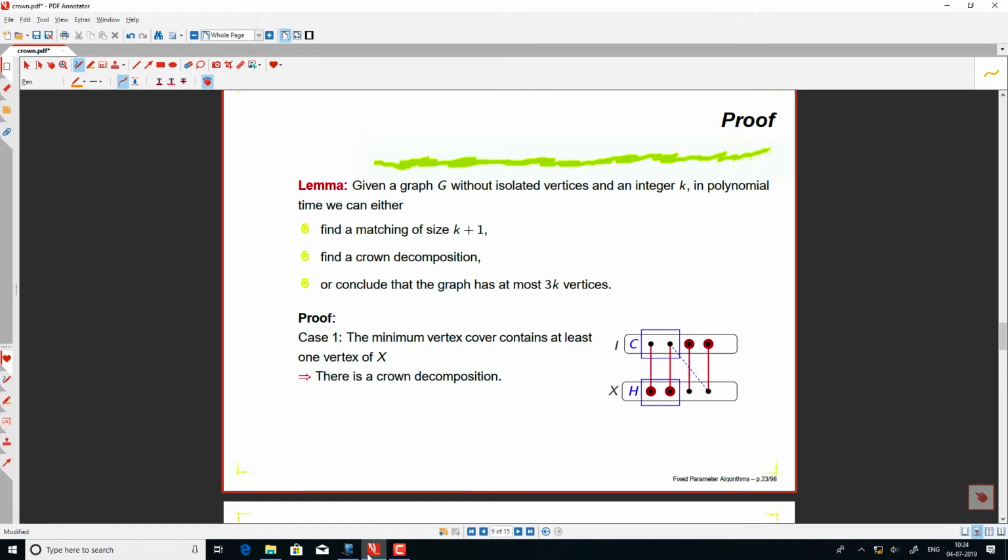Yeah. So I want to show that C does not see anybody outside the H. So what happens if there is an edge like this in the graph? Why not? If there is an edge like this, then it violates the fact that it is a crown. But I claim that you cannot have such an edge. Why not?